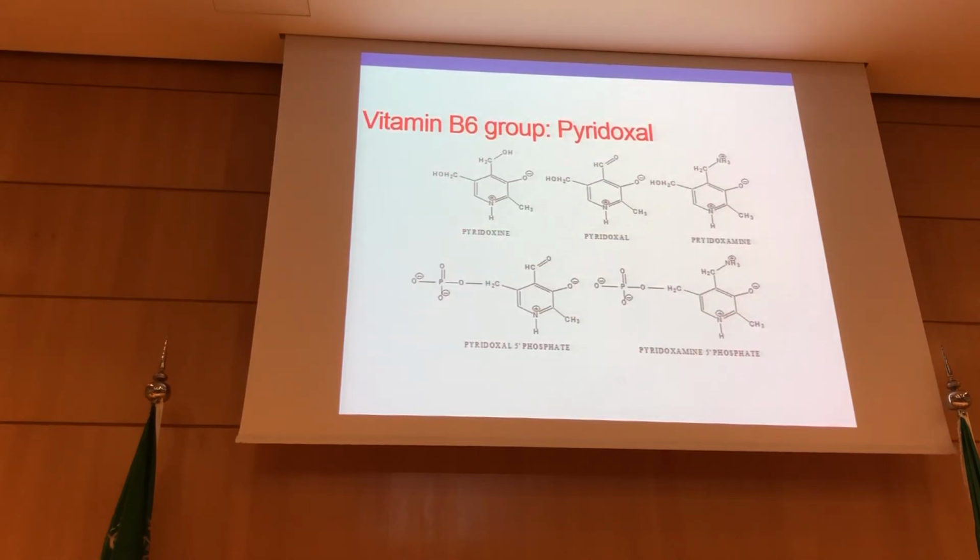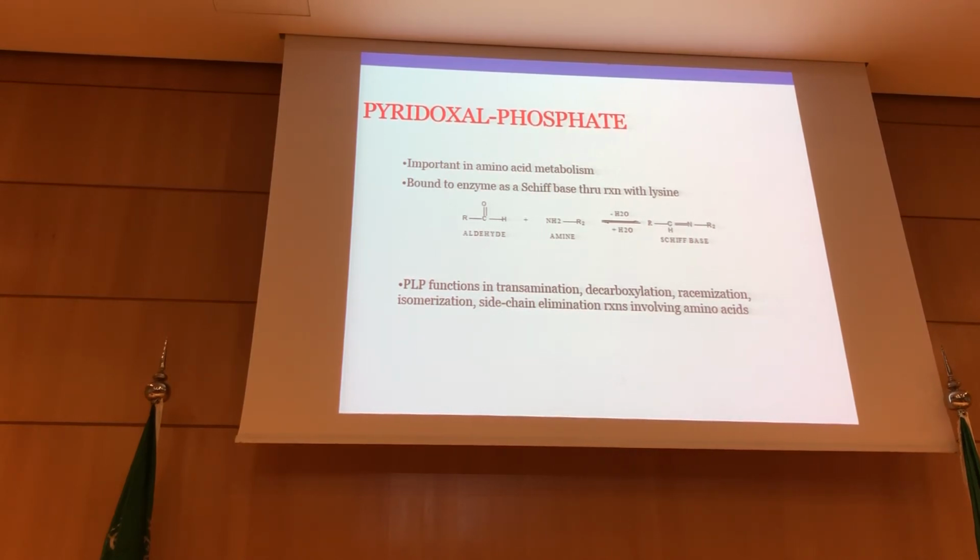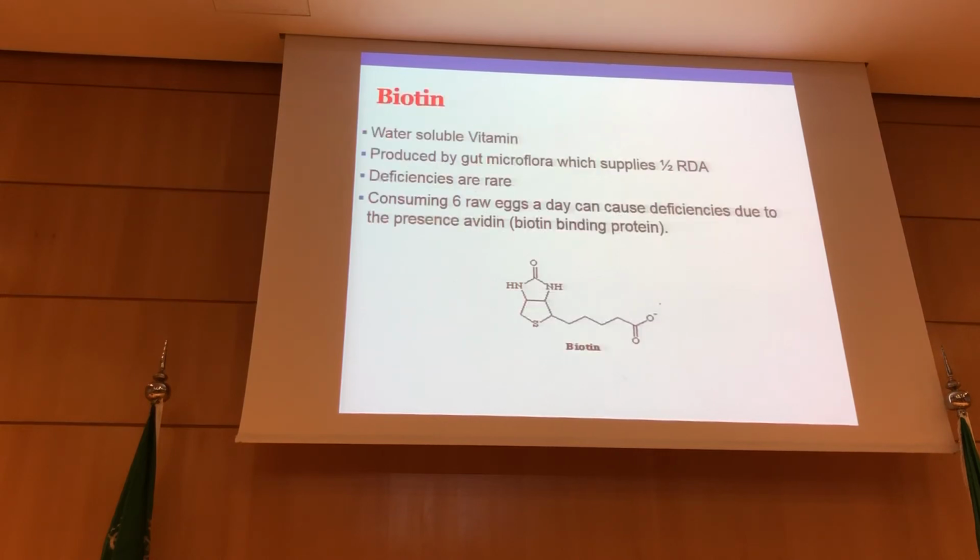The B6 group are called pyridoxine, pyridoxal, and pyridoxamine. The coenzyme that derives from pyridoxal is pyridoxal phosphate, and it is involved in reactions of amino acid metabolism. No need to know the details. It functions in transamination, decarboxylation, racemization, and isomerization, all reactions involved in amino acid metabolism. So just know that pyridoxal phosphate is a coenzyme derived from vitamin B6, involved in amino acid metabolism.